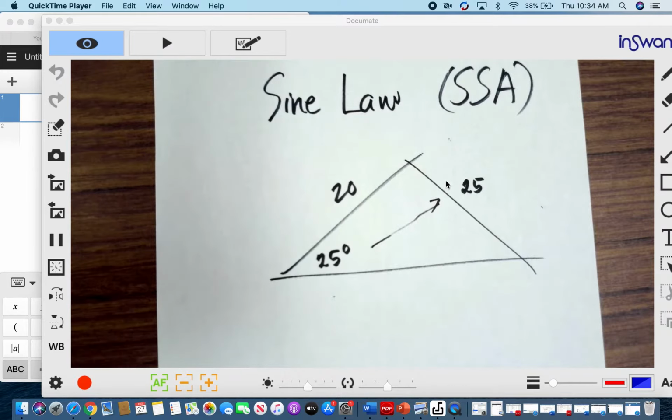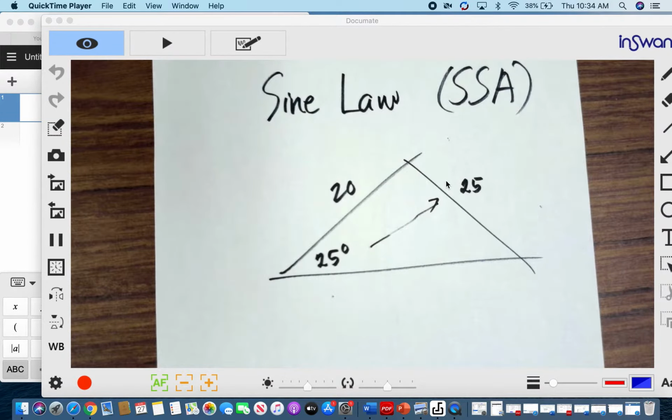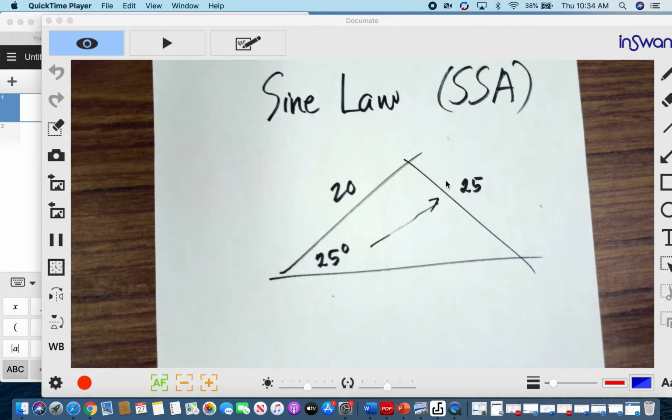The condition for which we would be able to make use of sine law in solving oblique triangles is that you have two sides and one of the sides is opposite that angle. I told you before that using sine law is making sure that you have at least two angles in the triangle, but this one you only have one angle, but the angle is opposite that side, so we can make use of sine law.